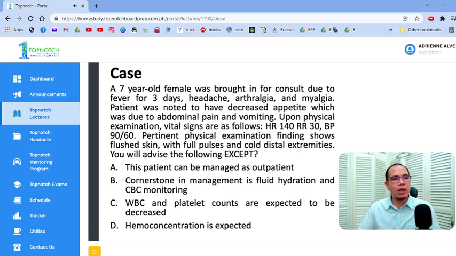On physical examination, the vital signs are as follows: heart rate of 140, RR 30, BP of 90/60, okay? There's flushed skin with full pulses and cold distal extremities. What will you advise this patient? Okay, except, sabi dyan, except, okay? So what are you thinking for this patient?